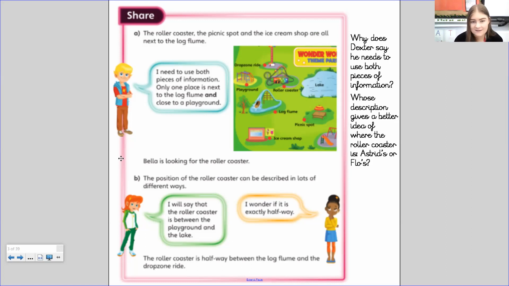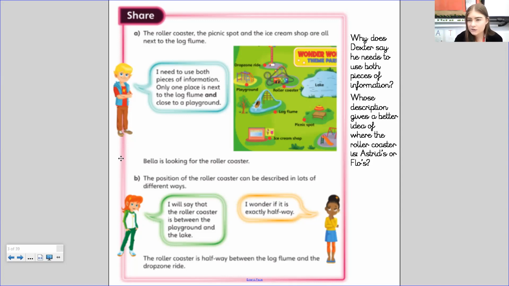The green one is saying, I will say that the roller coaster is between the playground and the lake, like I said. And then the other one with the orange speech bubble is saying, I wonder if it's exactly halfway. So whose description would be more specific? Evaluate it for me, whose description would be better?